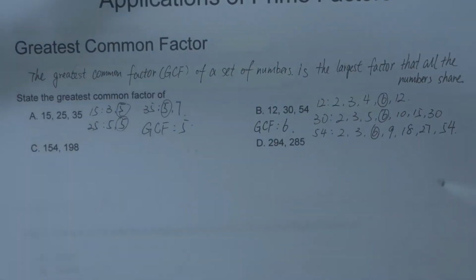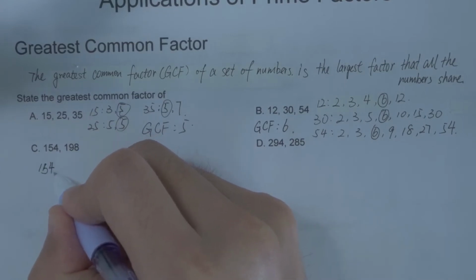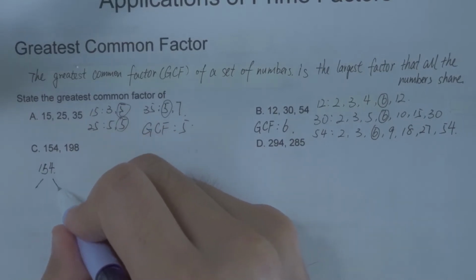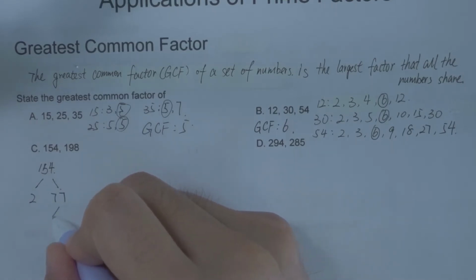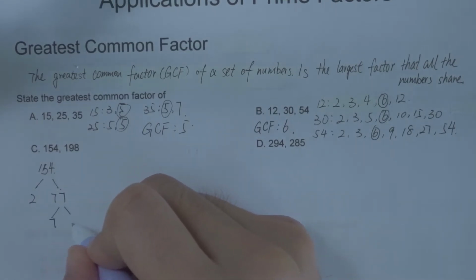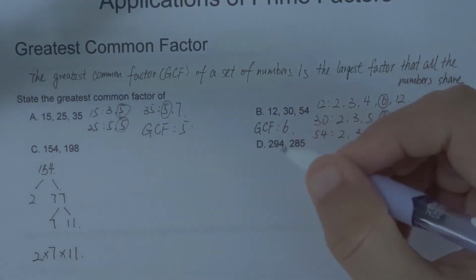Let's look at more examples. The first, C: 154 and 198. In this way, we can use the factor tree to solve these two numbers. The first one is 154, and we can break it into 2 and 77. And 77 we can break into 7 and 11. So 154 equals 2 times 7 times 11.